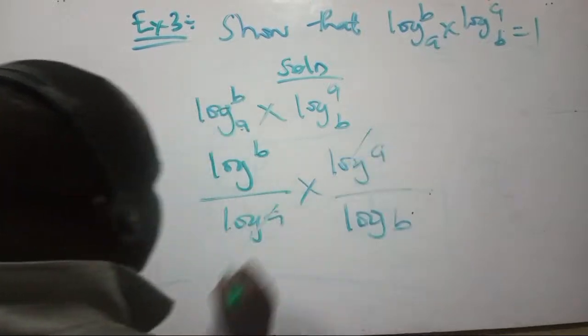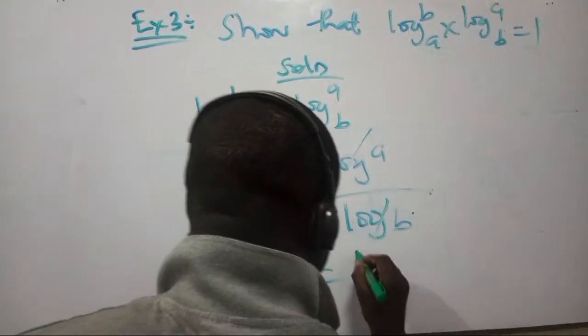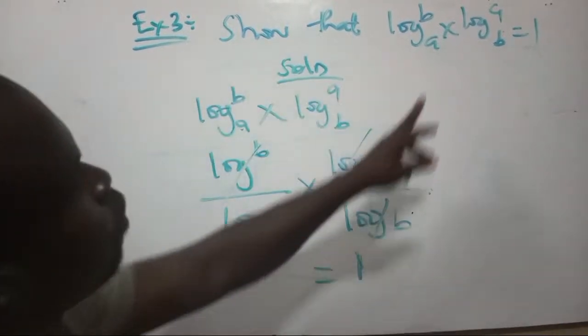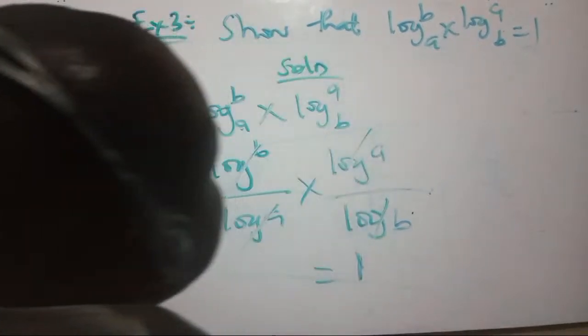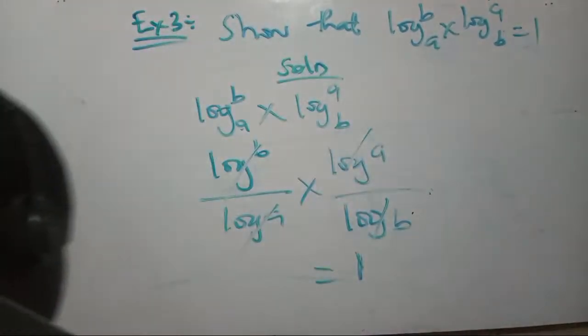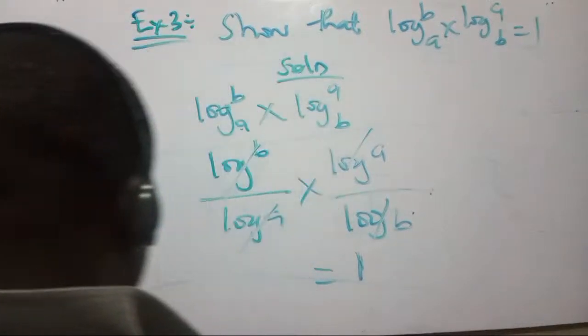So this can take care of this. This can take care of this. At the end of the day, it's equal to 1. And that is what we are required to prove. We are required to prove that log b base a times log a base b is equal to 1. And that is what we have done successfully.